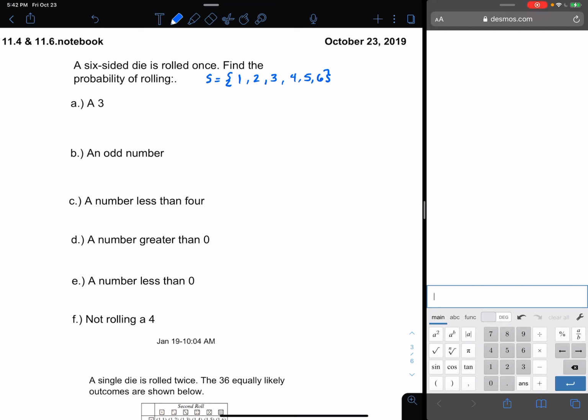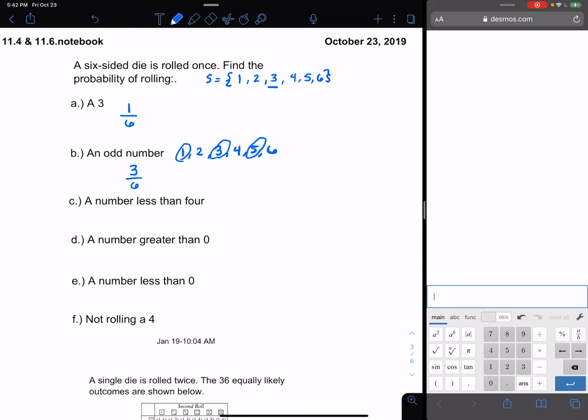So if I want the probability of rolling a 3, there's only one way that could actually happen, if I got that 3. But there were 6 total possible options, so I would have that 1/6. Now if we think about an odd number with this part B, we have that sample space 1, 2, 3, 4, 5, and 6. So remember, our odd numbers cannot be divided by 2, so they're 1, 3, and 5. So that gives us the fraction 3/6.